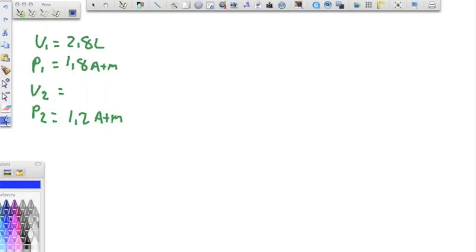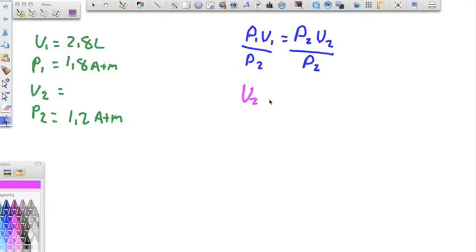So we have down what it gives us. Now we need our equation. The equation that we're going to be using is the pressure of 1 times the volume of 1 equals the pressure of 2 times the volume of 2, and we need to solve for V2. Since we're multiplying here, we'll divide by P2. That gives us volume of 2 equals pressure of 1 times volume of 1 divided by pressure of 2.